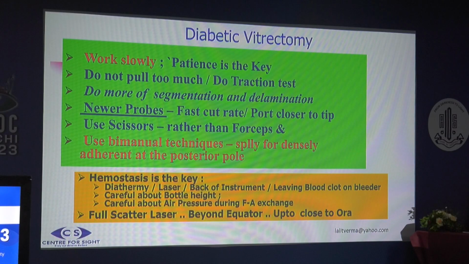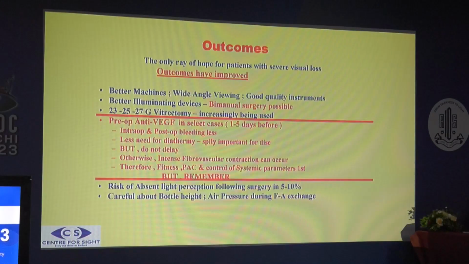And bimanual surgery, as I have been stressing, does work and helps in a lot of these patients. And hemostasis is the key. And ultimately, for the long term, full scatter laser is required. Even if you have done very good surgery, at the end you have to do laser up to the ora serrata. And prognosis definitely, believe me, has improved by the combination of good machines, pre-op anti-VEGF, and a lot of good instrumentation that has come now.